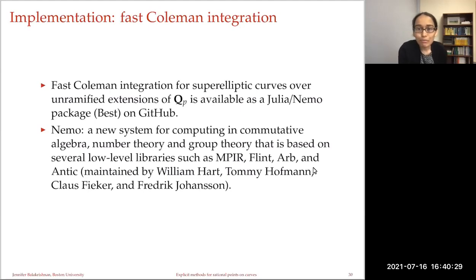I should maybe just say a few words about NEMO, since that might be a system that's new to some of you. So this is a relatively new system for computing in commutative algebra, number theory, and group theory that's based on some libraries like MPIR, Flint, ARB, and Antic. So this is based on the Julia language, and it's maintained by Bill Hart, Tommy Hofmann, Claus Fieker, and Fredrik Johansson.